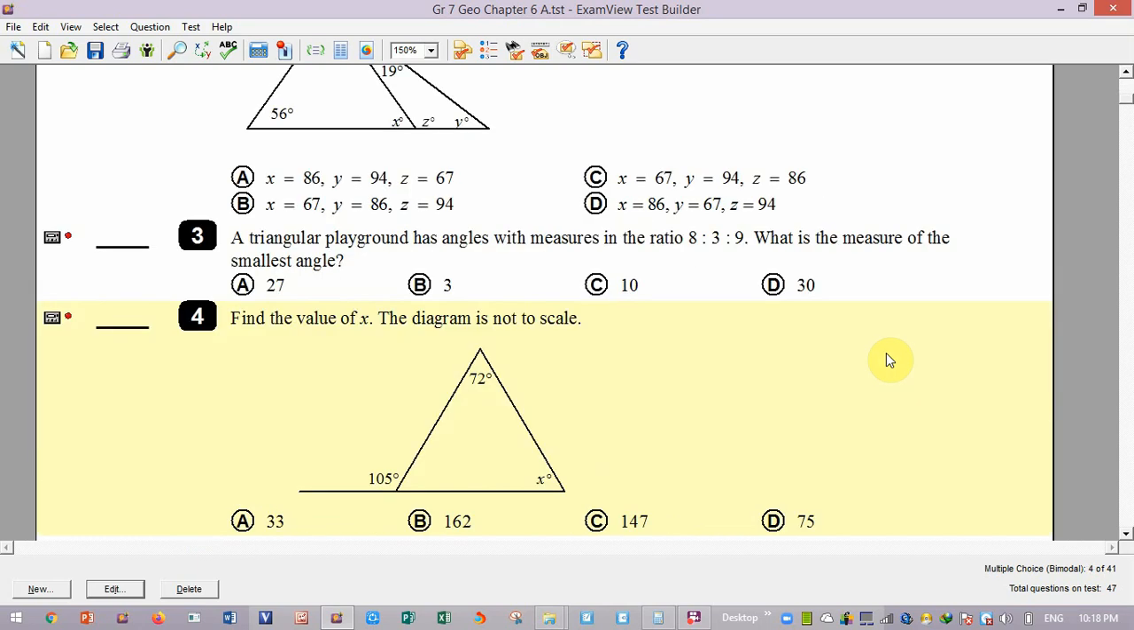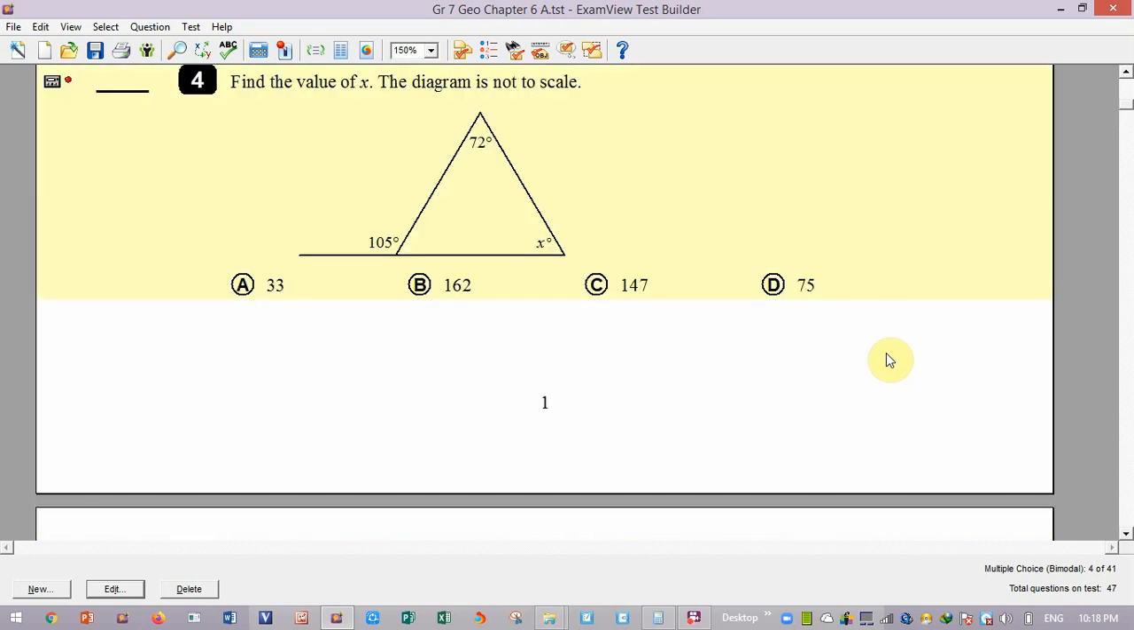Skip number 3, we'll take number 4. Find the value of X. X is an interior angle and also 72 is an interior angle, and 105 is the exterior angle, which equals the sum of these angles. Then X equals 105 minus 72. It will be 33, letter A.